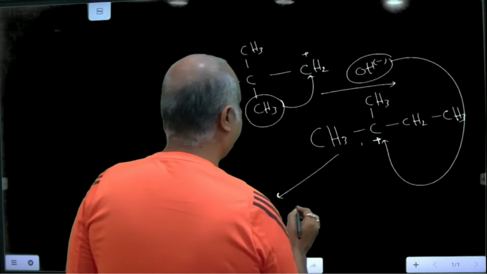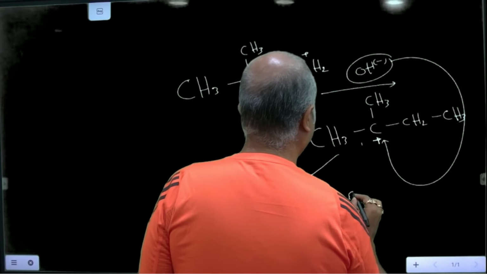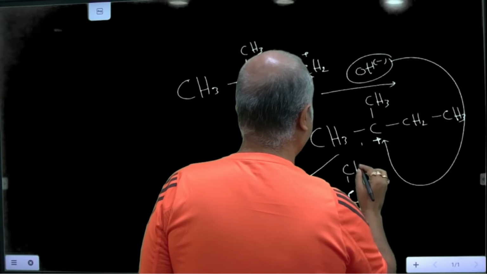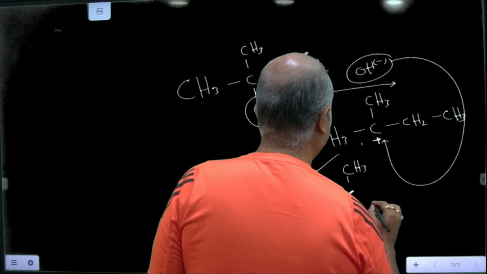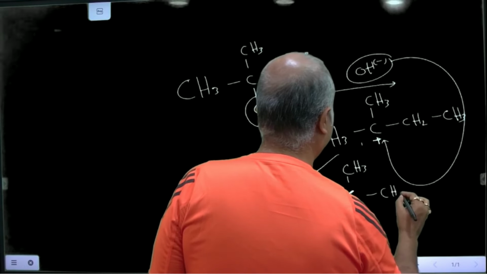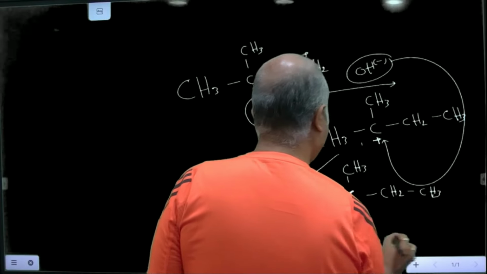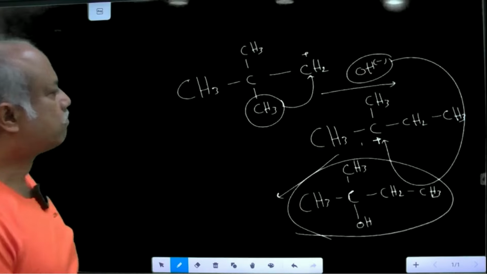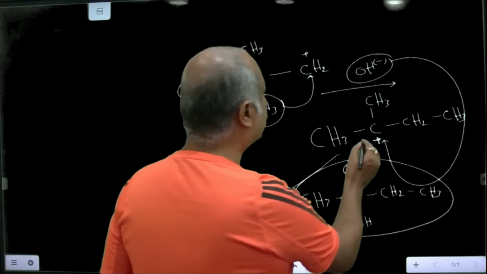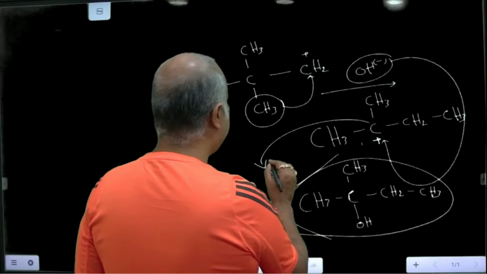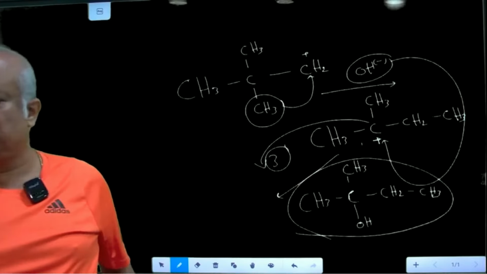So it will produce, in that case CH3, in that case OH, in that case it will get CH2 and CH3. That is the alcohol, and that is the major product because there is a 3-degree carbocation. Do you agree?